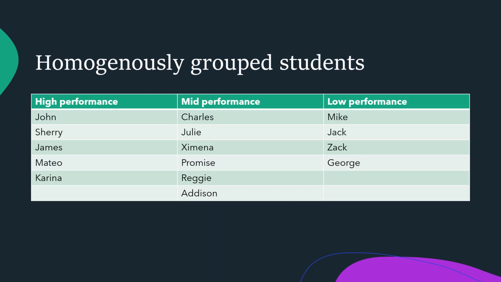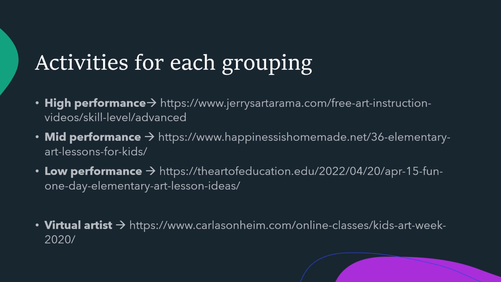This is a list of homogeneously grouped students based on their quantitative data. So you have the high-performing students that scored at the higher A, mid A, mid-performing, and lower were in the B range. And with these homogeneously grouped, these are some activities that would fall in line with their different skill levels.